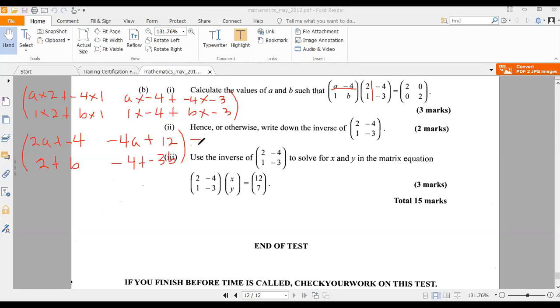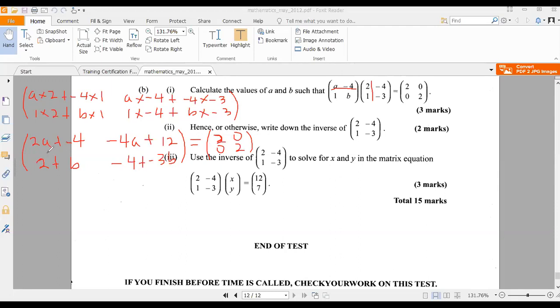Then we are going to equate this to the matrix [2, 0; 0, 2]. We don't have any negative. That's fine. Don't worry. It's okay. So it is 2, 0, 0, 2.